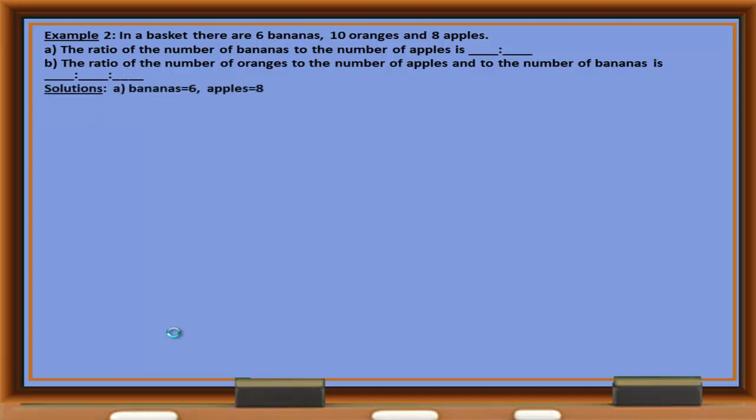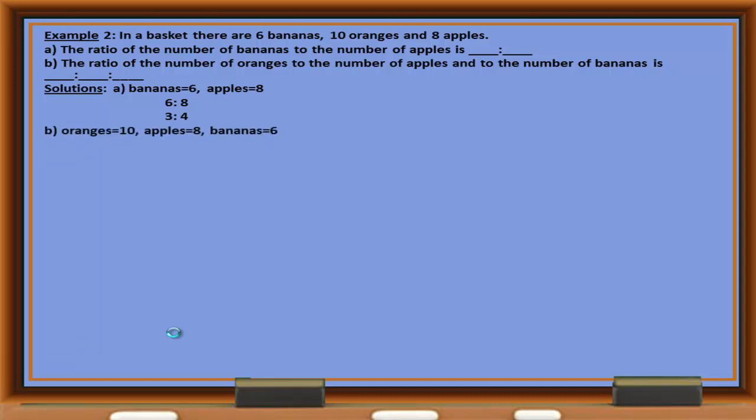Solution. A. Bananas are 6, apples are 8. Then 6 to 8. We simplify it. 6 by 2 is 3. 8 by 2 is 4. Then the ratio is 3 to 4.